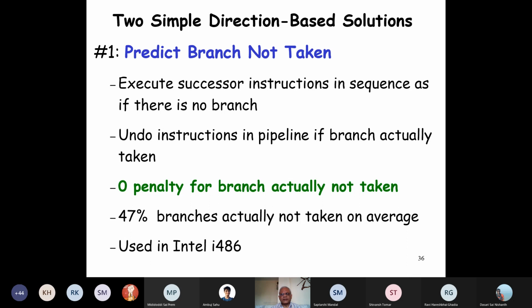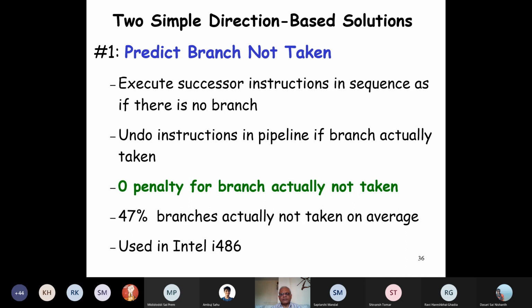Now for the static, the simplest one is branch not taken. We will just keep on executing instructions as if the branch is not there. So if the branch is not taken, we have 0 penalty. So for predict branch not taken, we basically don't need any hardware support. It is the processor as it is executing, excepting the overhead that will possibly be required, that we need to flush if the branch was found to be taken, that is, the prediction is wrong.